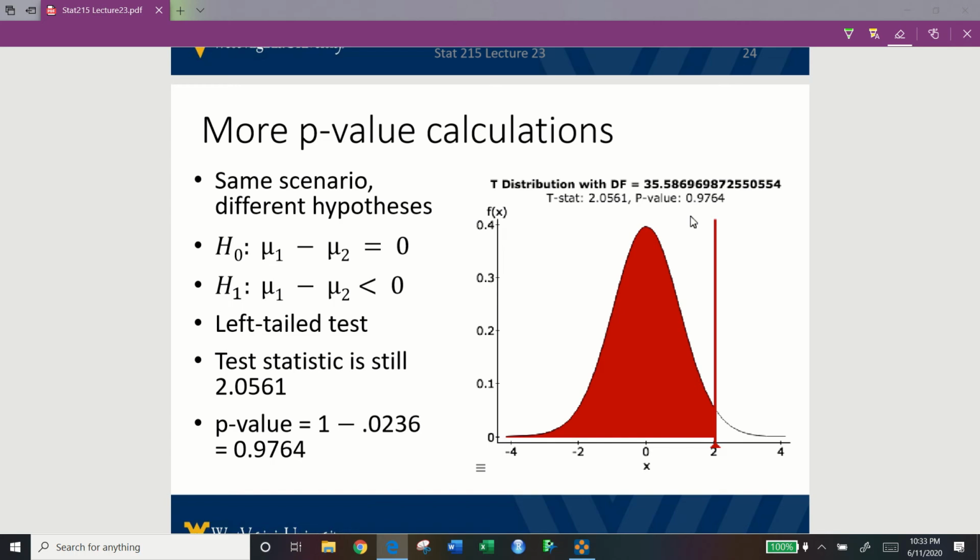An alternative method of doing this would be to use the p-value we already calculated and realizing this is going to be its complement. So you could do 1 minus 0.0236. Either option is acceptable, but use the one that you're more comfortable with.